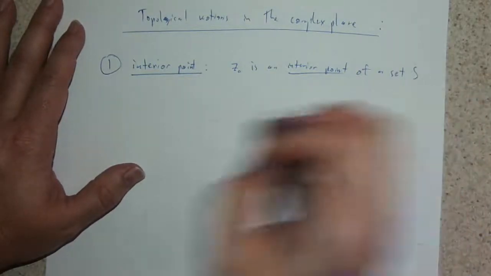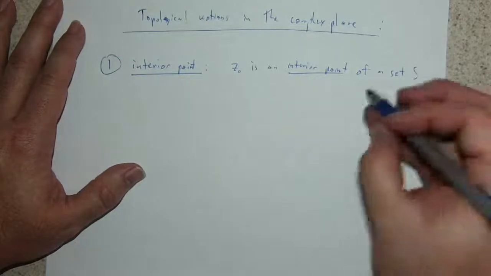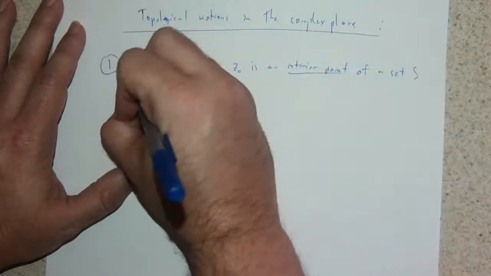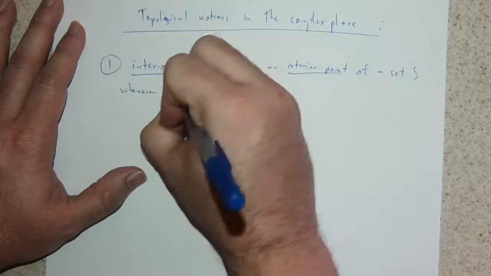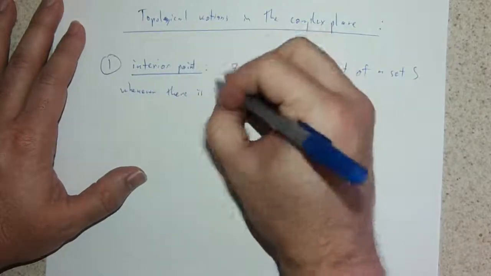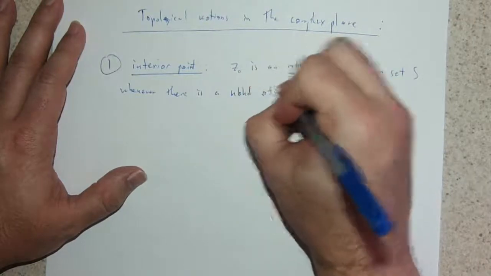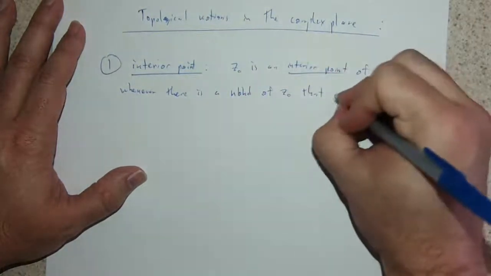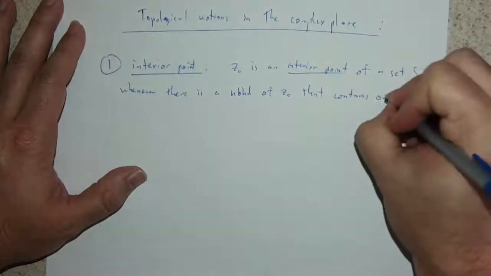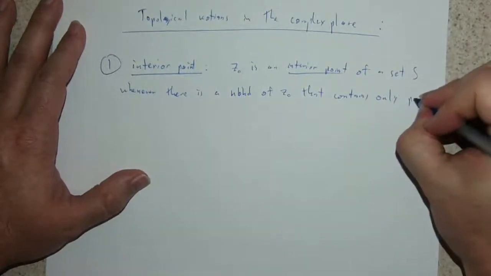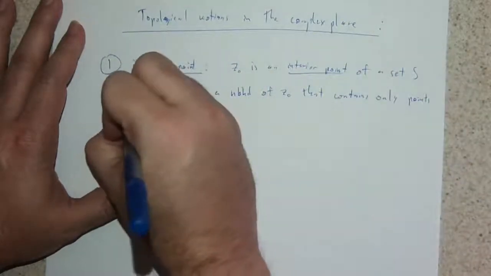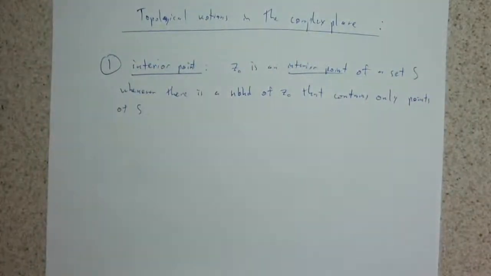Maybe I'll draw a picture here in a second. So Z0 is an interior point of a set S whenever there is a neighborhood of Z0 that contains only points of S. Before I draw a picture, I'm going to define a few more terms, and then I'm going to draw a picture that takes care of all of them. Okay.